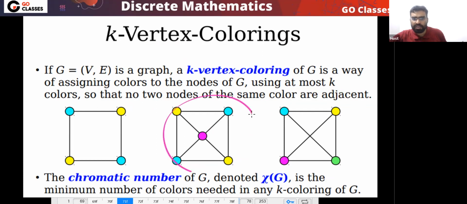Okay, this is not K5. Is this K5? Arpan, this is not K5. K5 means every vertex is adjacent to every vertex. Are they adjacent? This and this, are they adjacent? They are not adjacent. So this is not K5. These 2 vertices are not adjacent.